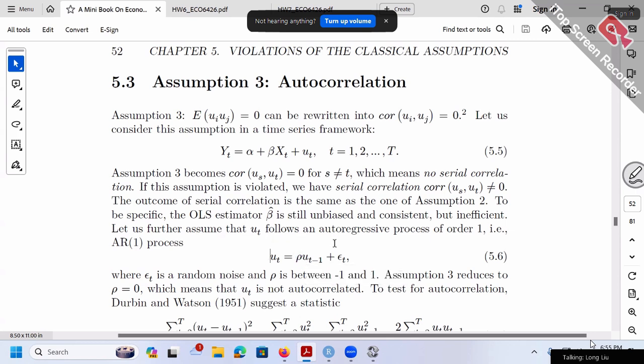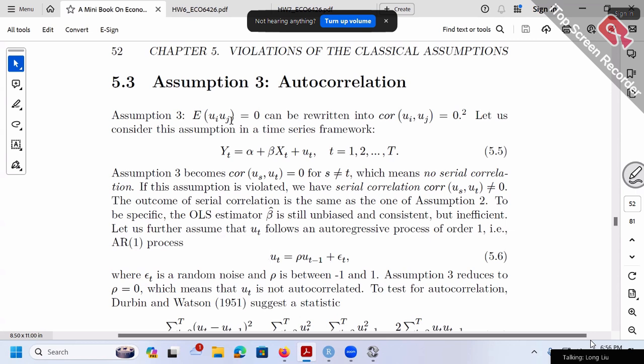So the short answer: what if assumption three is violated, then what happens to our OLS beta hat? I'll tell you the conclusion directly. The conclusion is exactly the same as assumption two. If assumption three is violated, our OLS beta hat will still be unbiased, still consistent, but inefficient.